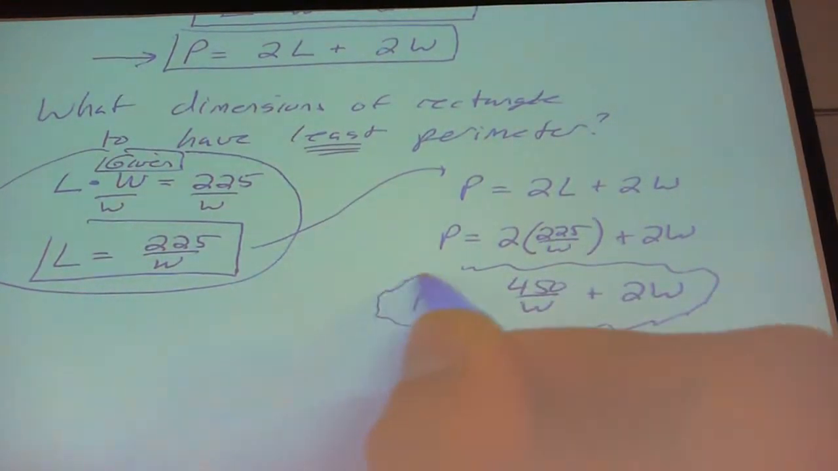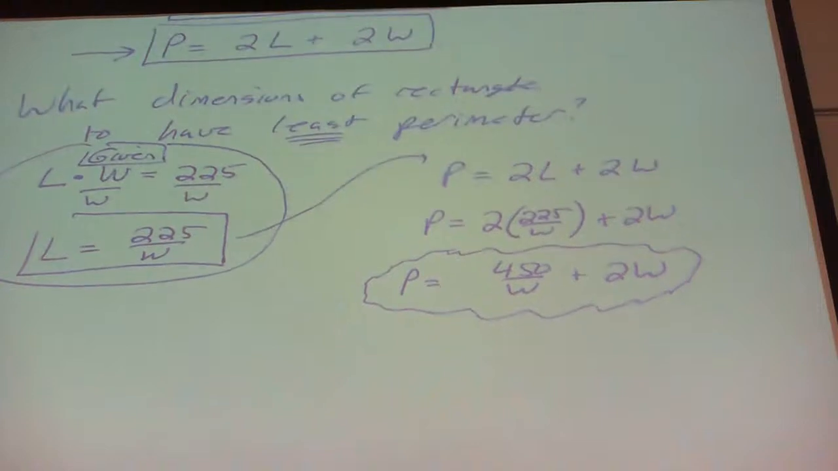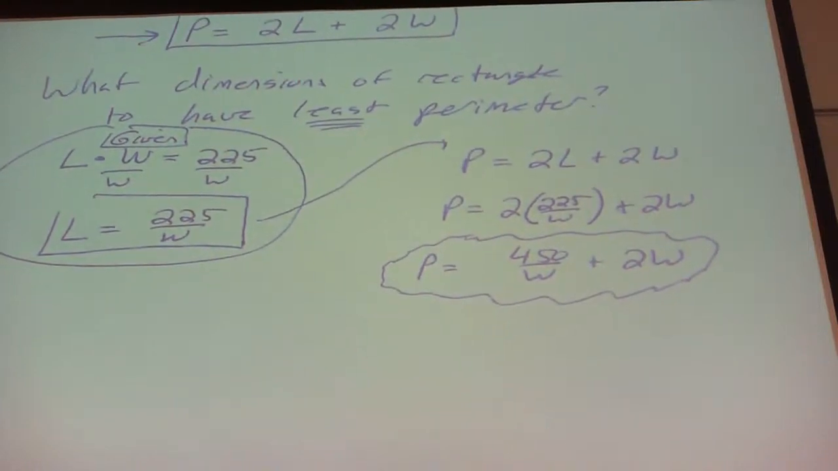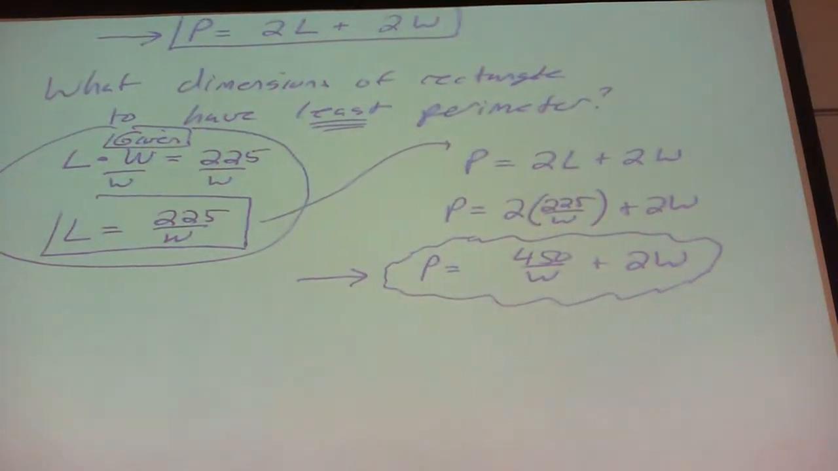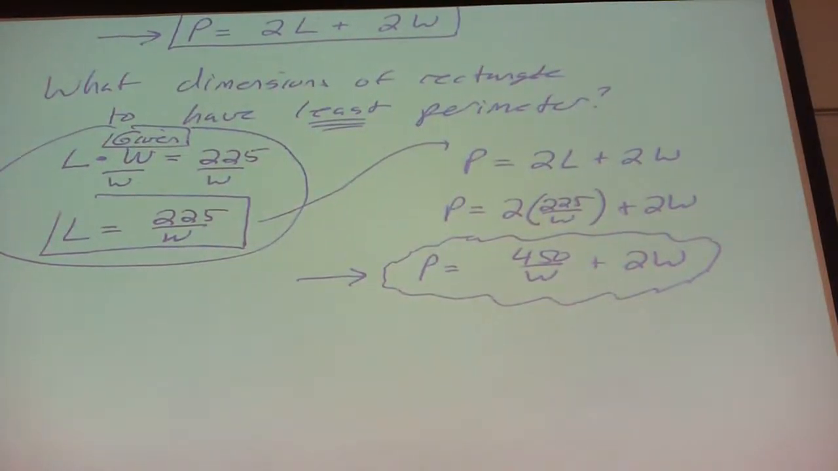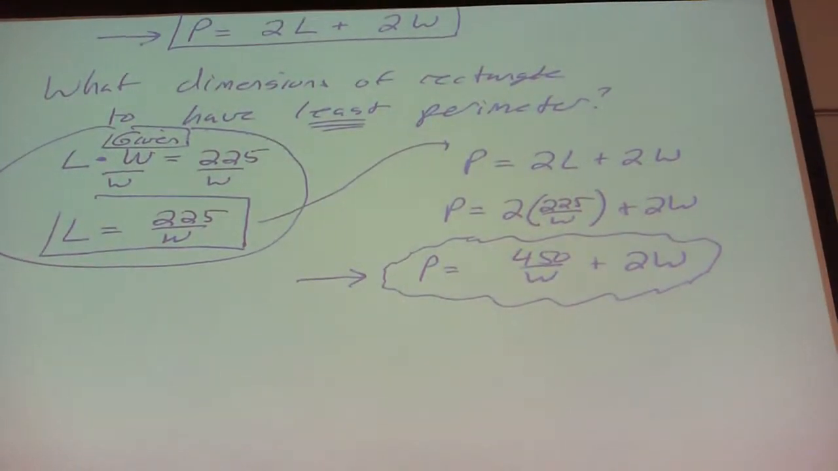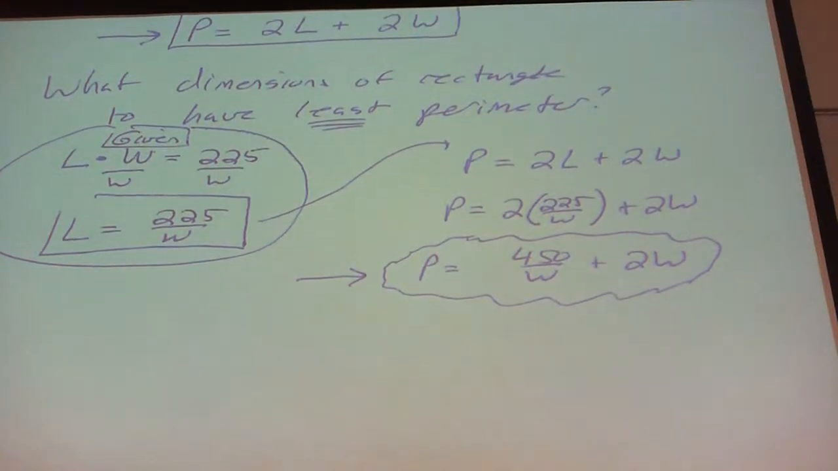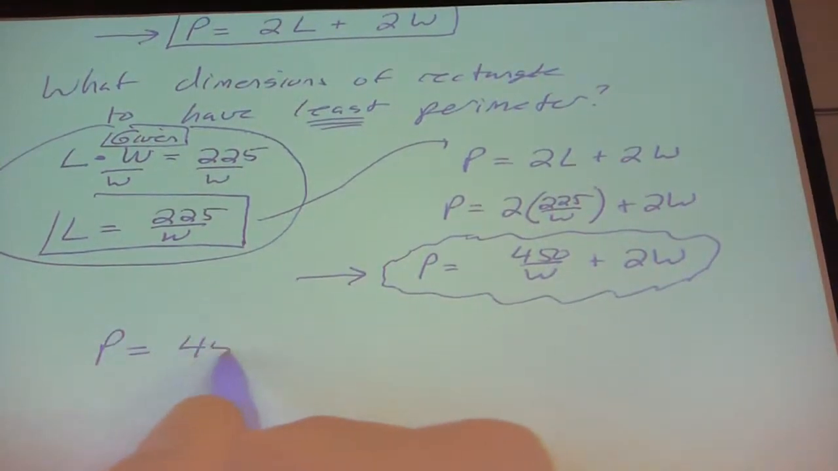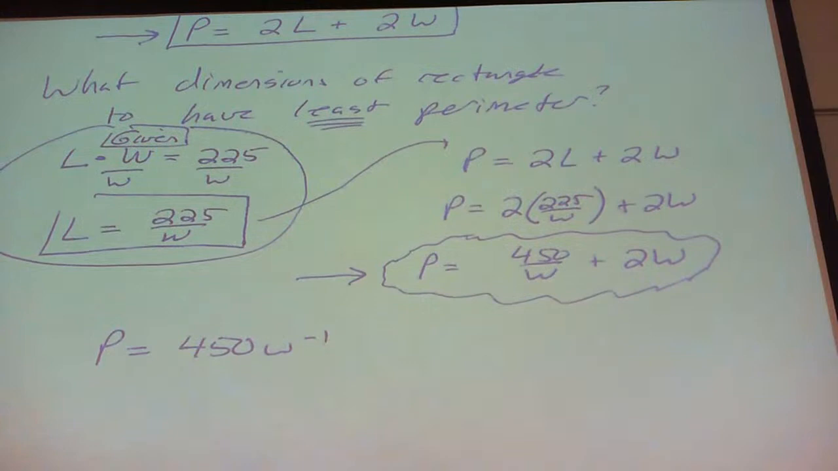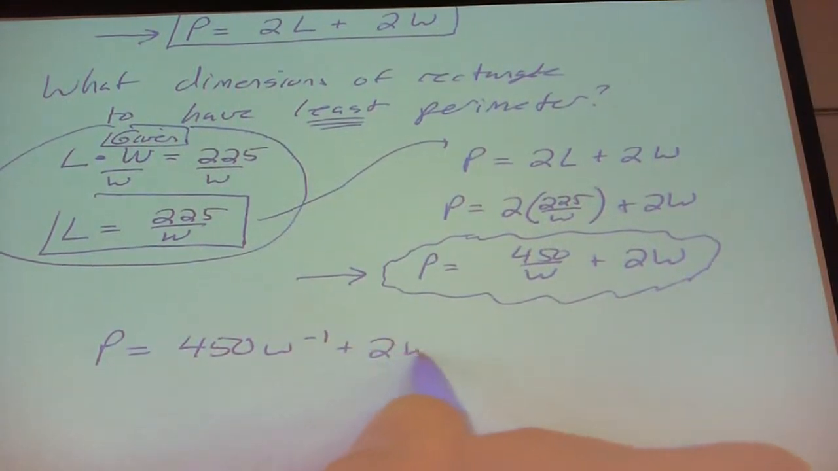That's really the trick to this first example. I'm trying to minimize perimeter, but I have two variables. How do I deal with those two variables? Use the given, and plug it into the one I want. Are we okay? Now, this is where it becomes a regular problem. Perimeter equals, and I'll even give you a head start, 450 w to the negative 1 plus 2w.